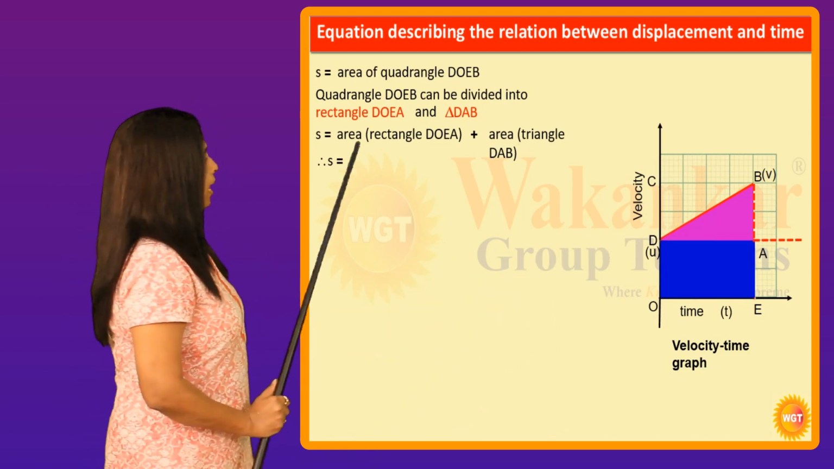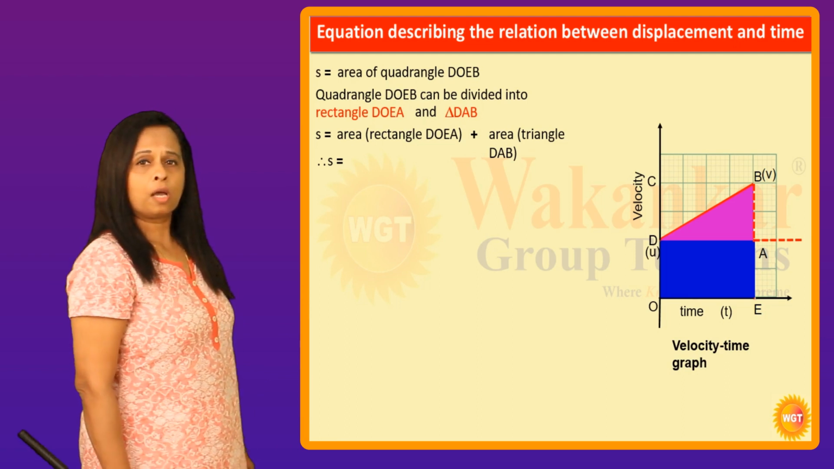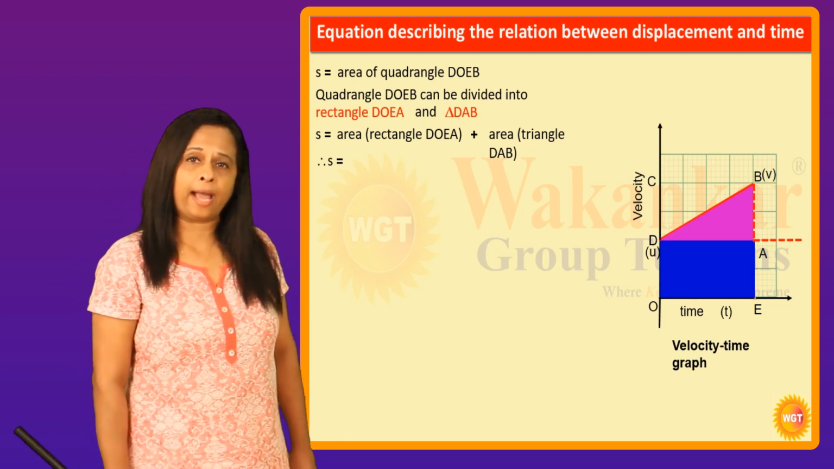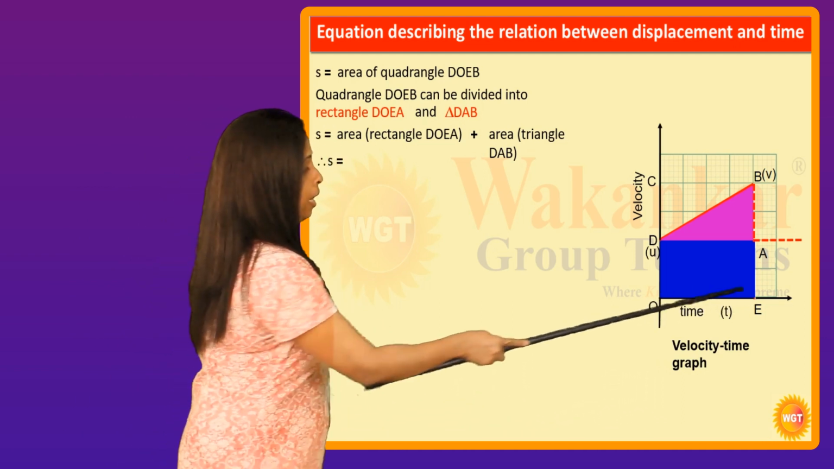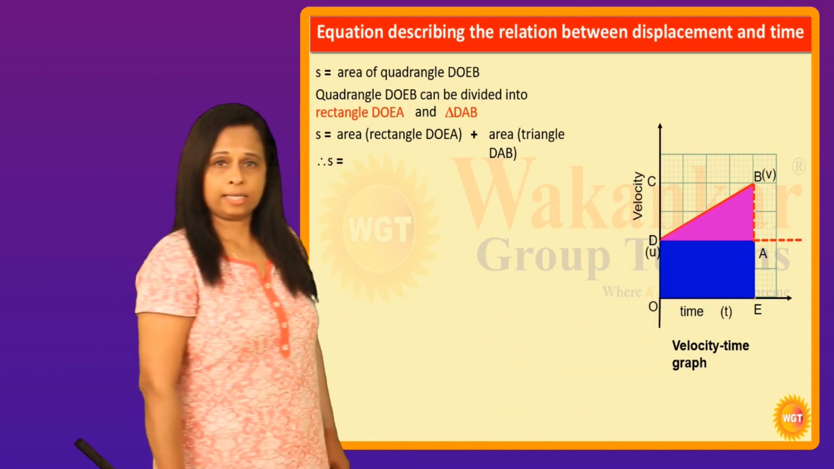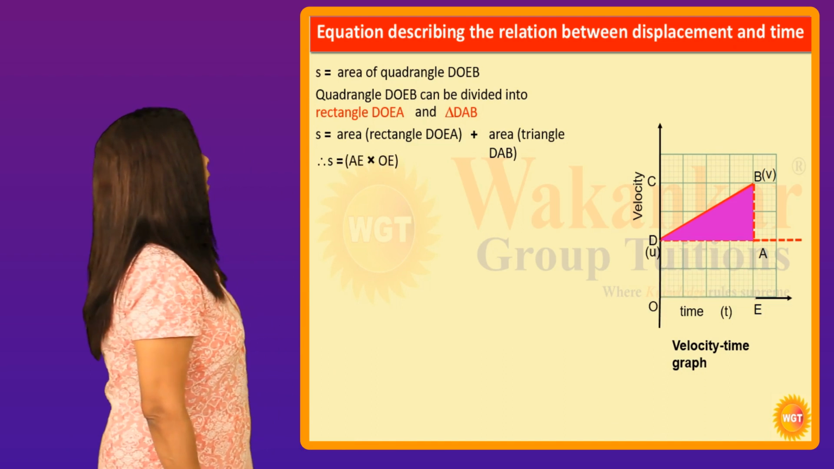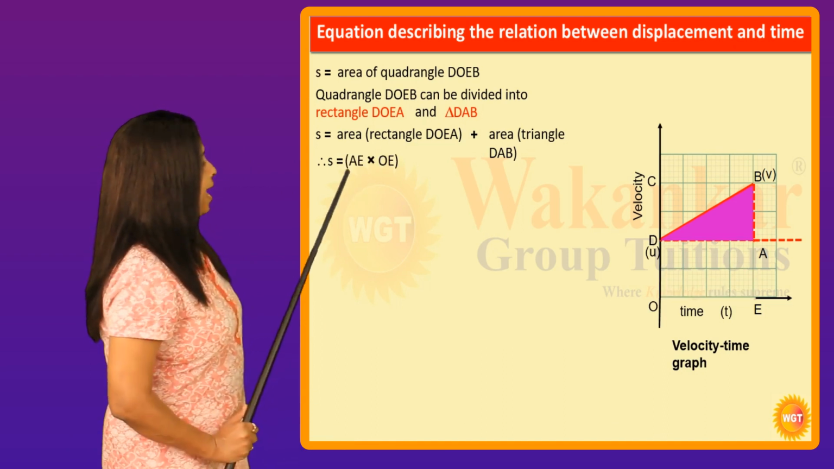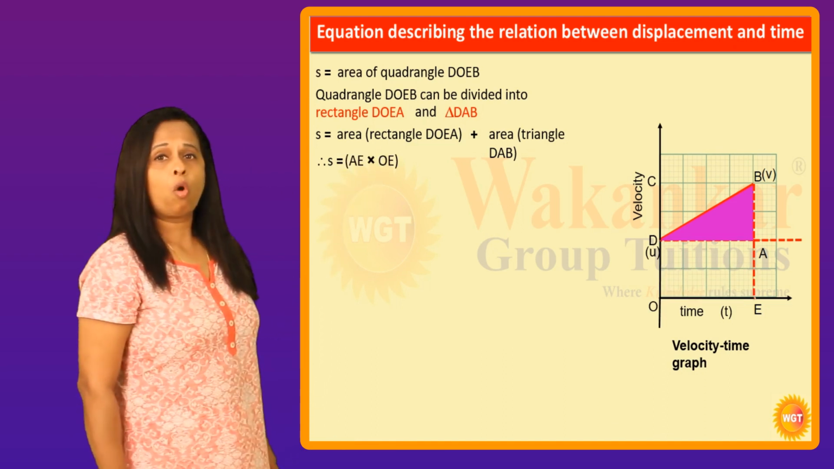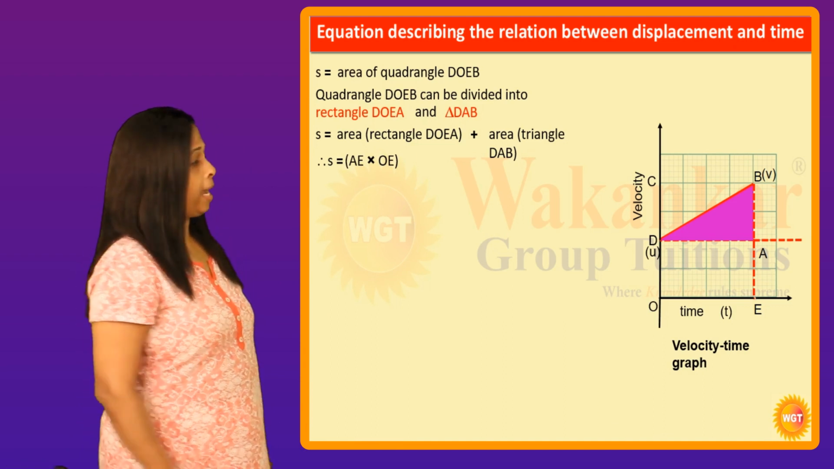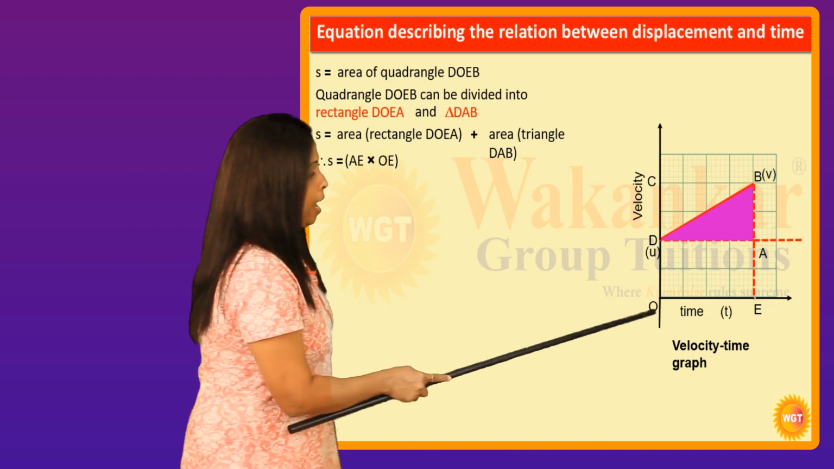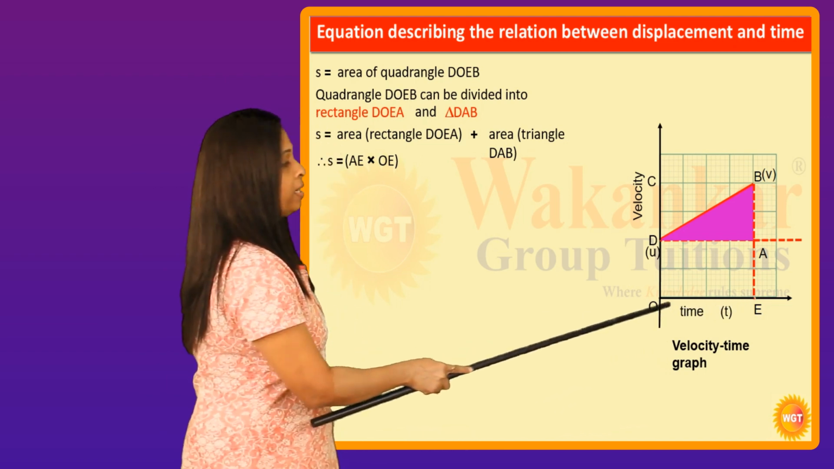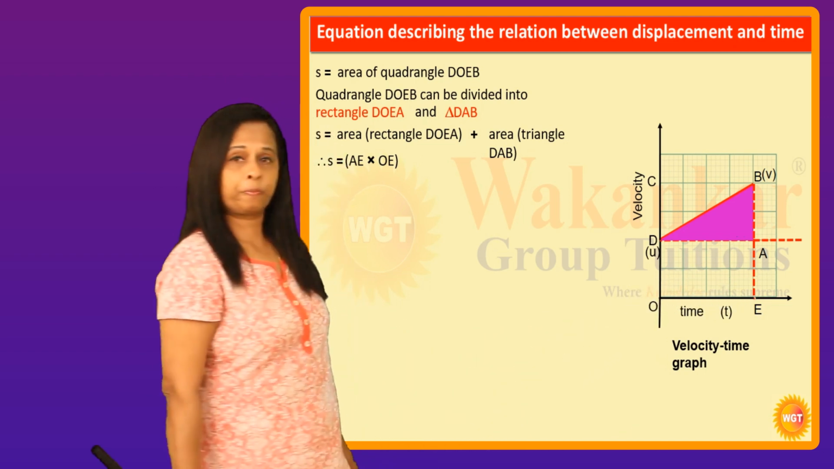Let us focus upon the area of the rectangle first. What is the formula for the area of a rectangle? It is length into breadth. Let us apply. The area of the rectangle is AE into OE. Why AE into OE? What is AE? AE is the breadth and OE is the length. So it is length into breadth.